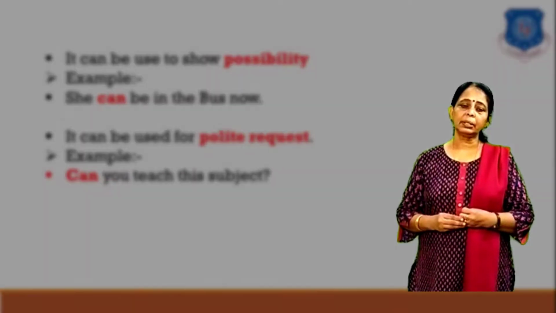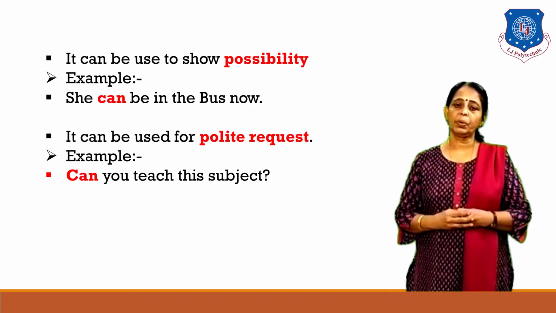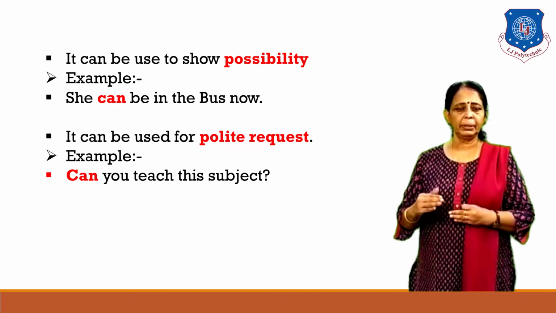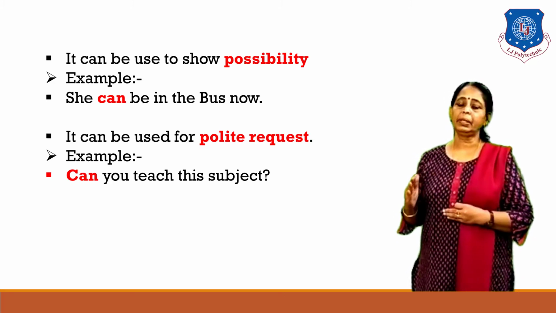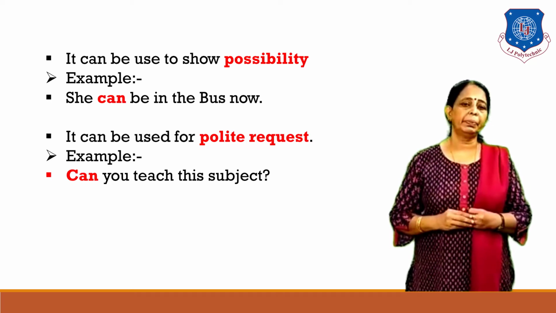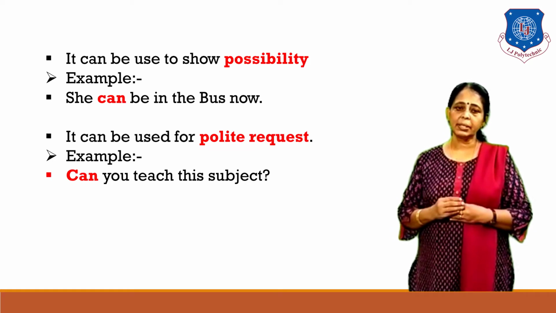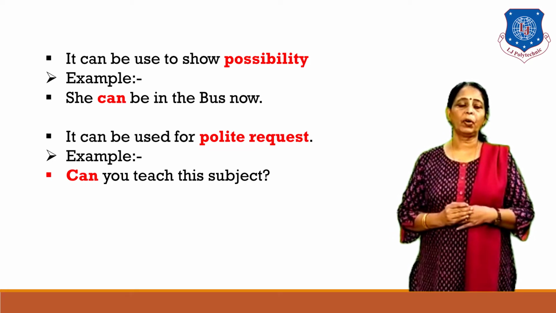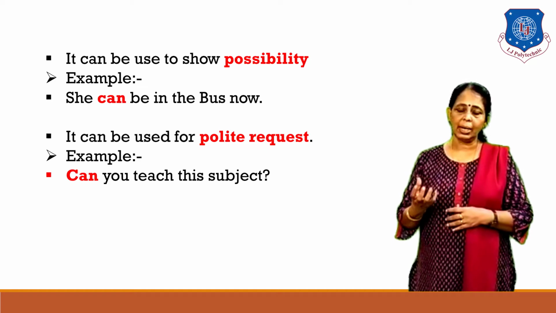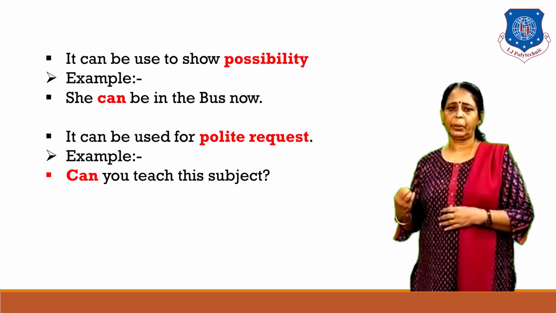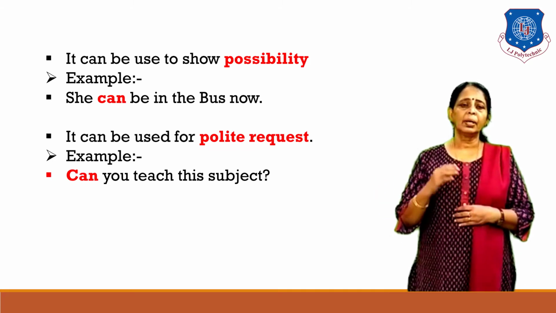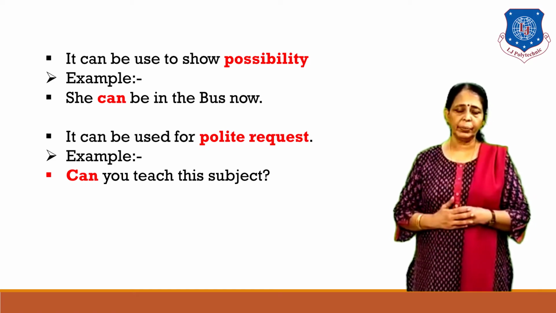The third thing is it can be used for showing possibility. Possibility means we are not that sure, but we are just assuming. She can be in the bus now. We are thinking that at this particular moment she will be in the bus. The next is can is used for polite request. Do you know what the meaning of polite request is? We are asking somebody for help, but in a very polite way. Can you teach this subject? I think you can understand this example very well.